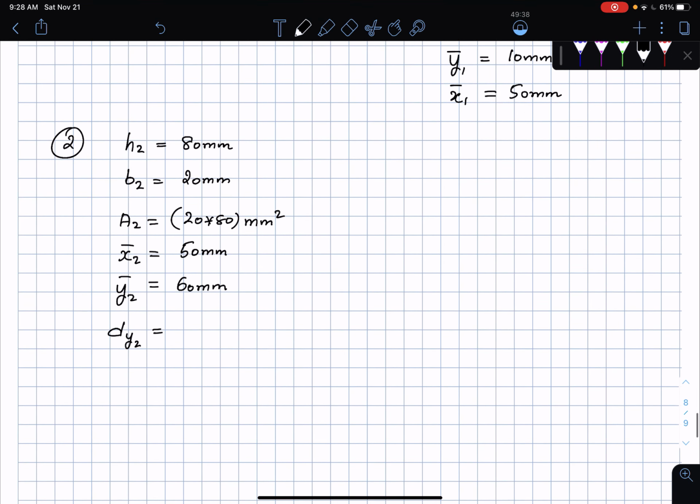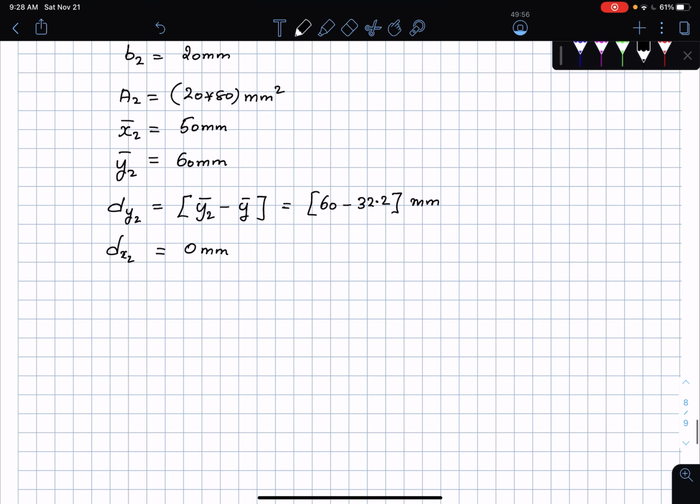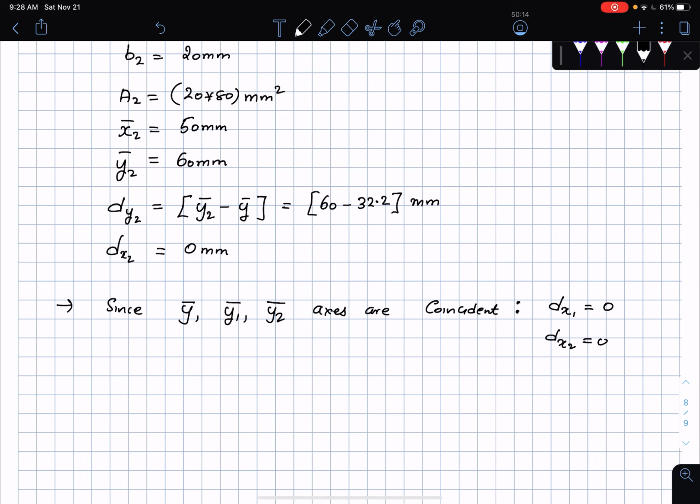So this is equal to y2 bar minus y bar. So this is going to be 60 minus 32.2 millimeters. And then dx2 is going to be 0 millimeters because all of these axes are coincident. So since the y bar, y1 bar, y2 bar axes are coincident, this implies that dx1 is equal to 0, dx2 is also equal to 0 millimeters.